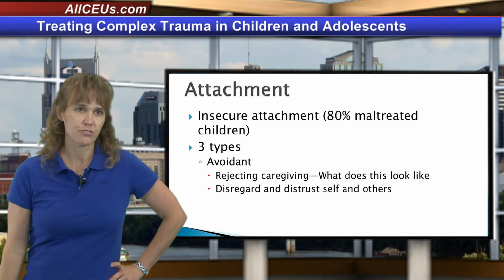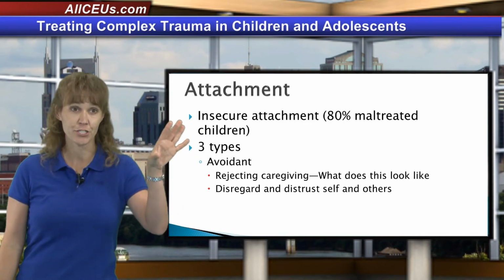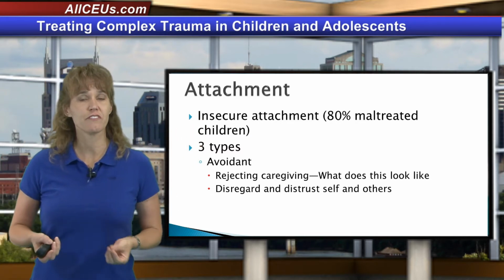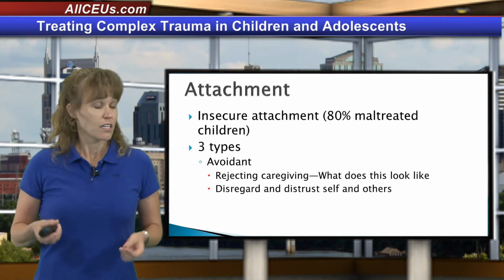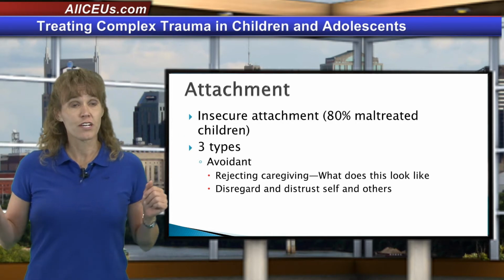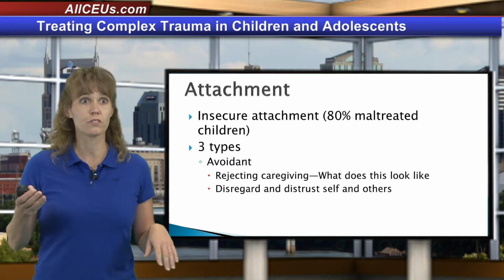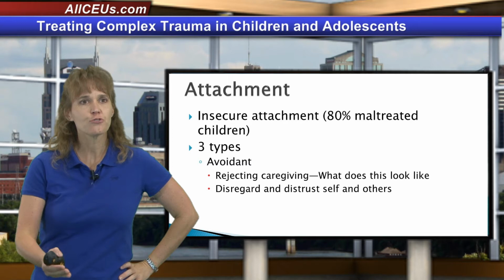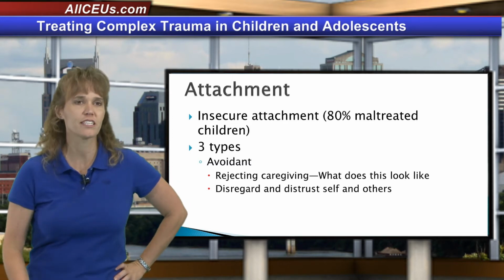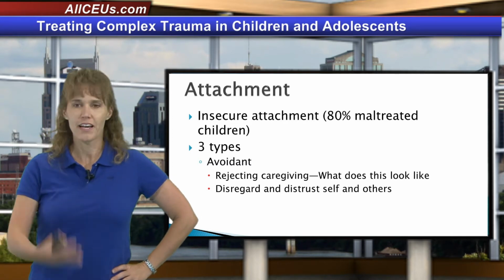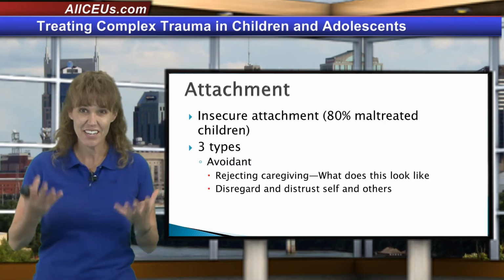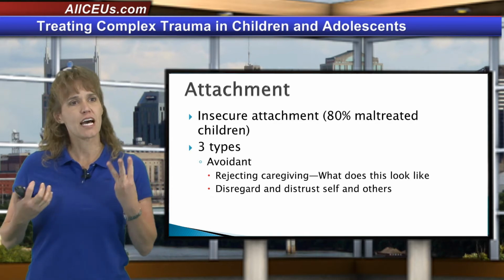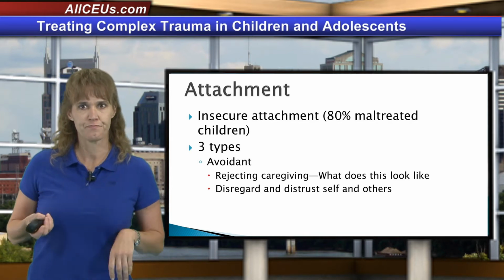80% of maltreated children, now go back, and that's the endangerment category, so we're looking at about 3 million. 80% of those children develop insecure attachments. God help the teachers. No wonder half the time when you're walking through the halls at the school, they just have this glazed look over their face like, oh my gosh. They have children who are having difficulty with emotional regulation, with cognition, with behavioral regulation, because they've got some stuff going on with attachment. There's 3 types of attachment problems.